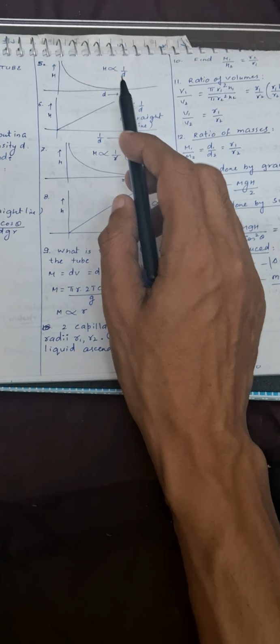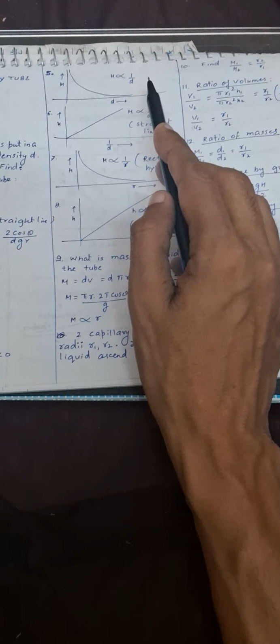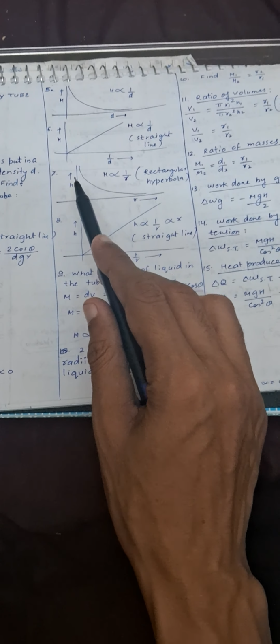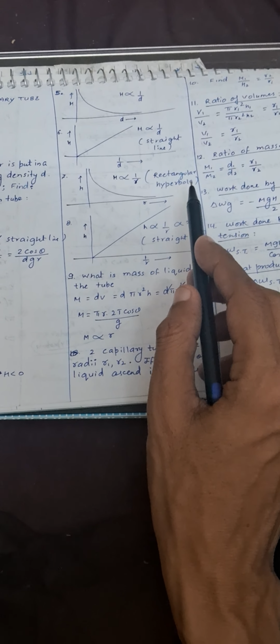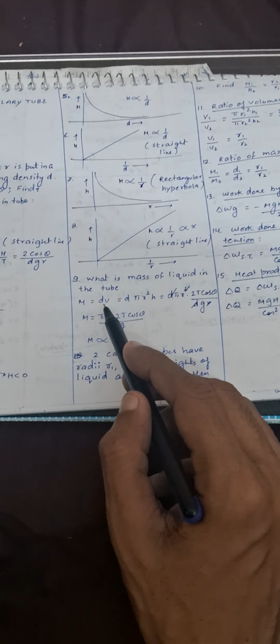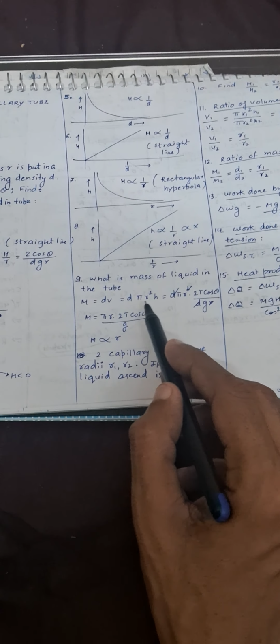Next, if you draw a graph between h and d, these are inversely related, so it will be a rectangular hyperbola, whereas the graph between h and 1 by d will be a straight line. Similarly, the graph between h and r will be a rectangular hyperbola, and between h and 1 by r will be a straight line. Then we have the mass of liquid. Mass is density into volume. Volume will be pi r square h. After calculations, we get mass is proportional to r.